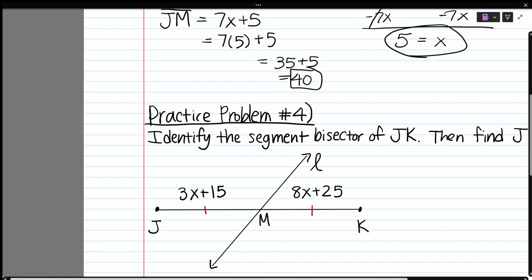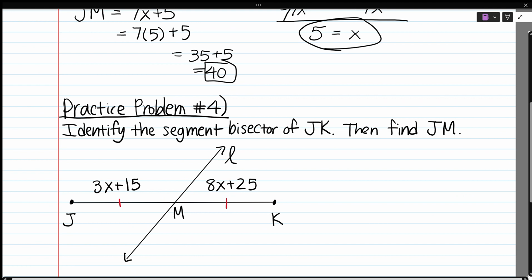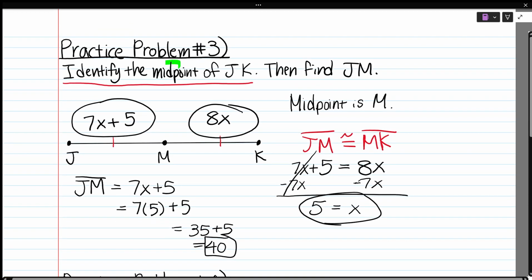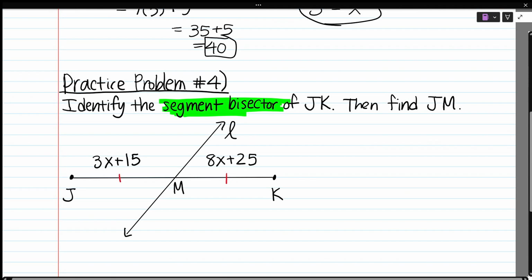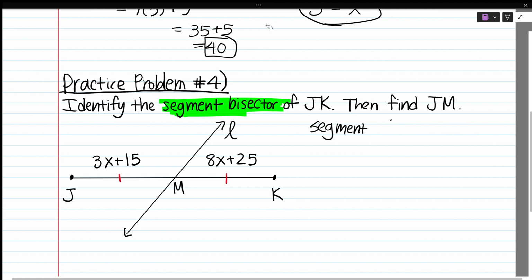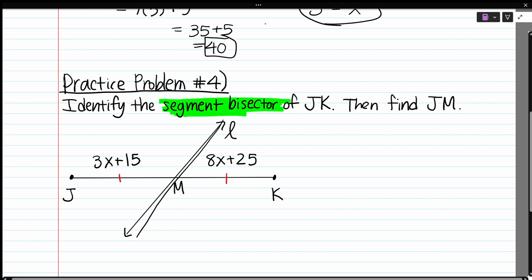Okay, and I'm going to ask you to do number 4 on your own. Segment bisector. Okay, actually, let me explain this part. Segment bisector. It's the same thing as midpoint. It just means that there's an entire line now. So the segment bisector is line L. Okay, and then you split up the line, and set it up the same way.